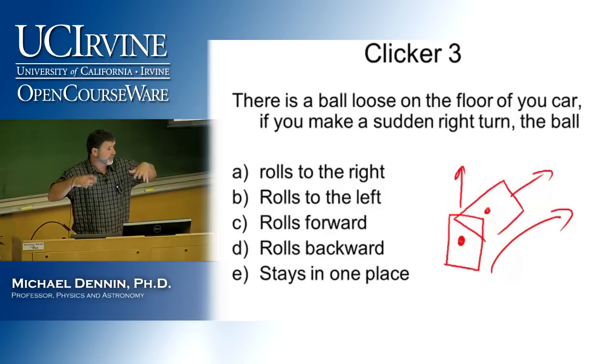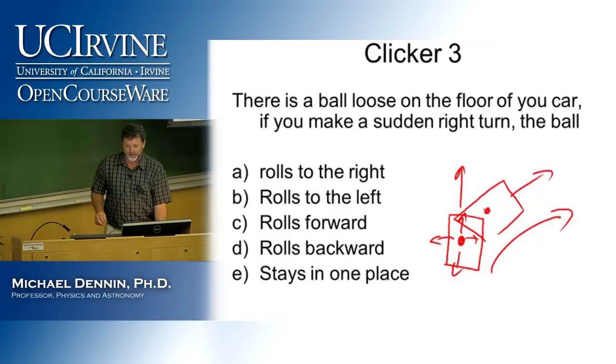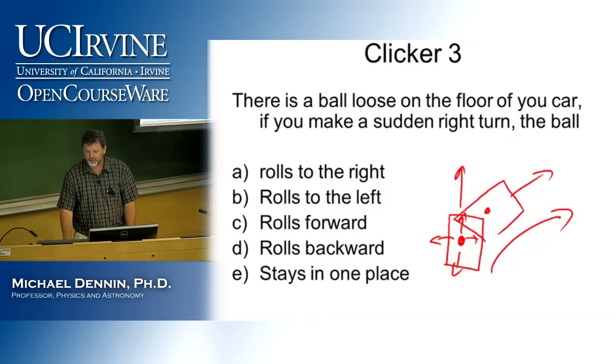And we're talking relative to you in the car. You're watching the ball, not someone outside. Does the ball tend to roll to the right in the car, the left in the car, forward, backwards, or just hang out in place? That's what I'm asking with this question, okay? So looking from above, that's the picture you want to have.